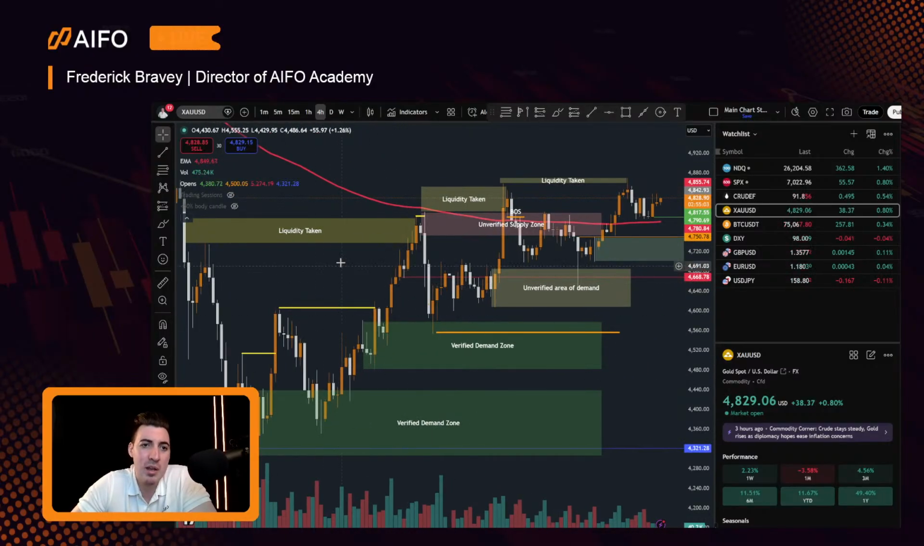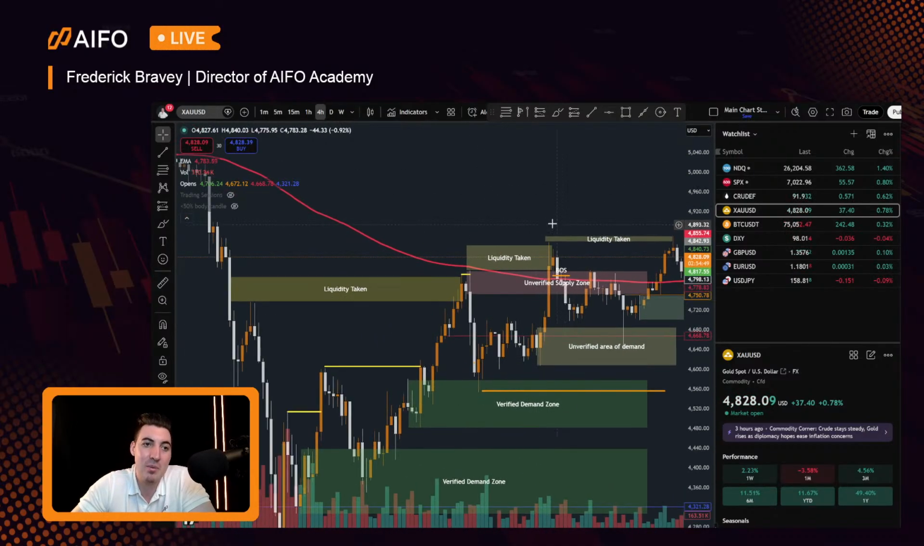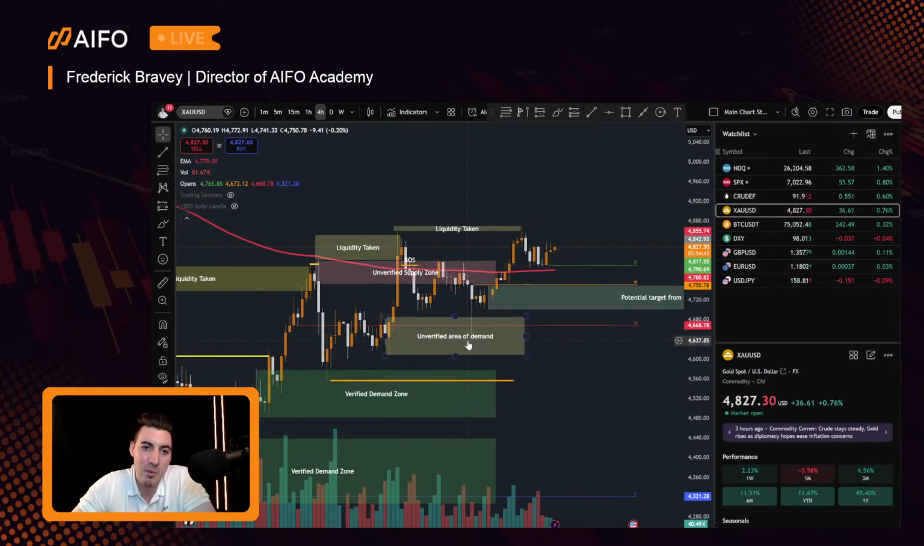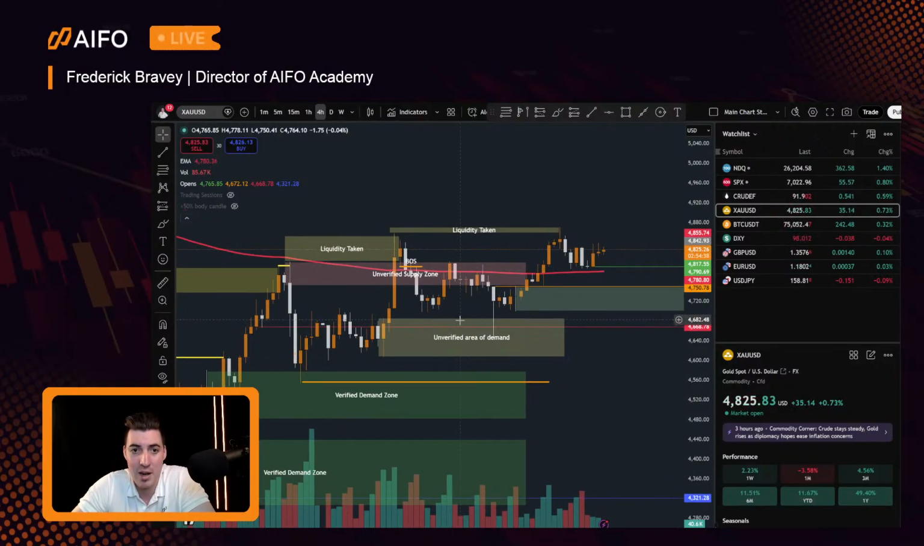And then we see that the price does go up there. It grabs that liquidity, and because it has done this, it had created another zone. And so the price retraced back to the zone. That would be our tap in zone again, targeting the previous highs up here. And now we're in this kind of consolidation. We can see that the price has come back down to one of these unverified areas of demand. It's actually now a verified area of demand.